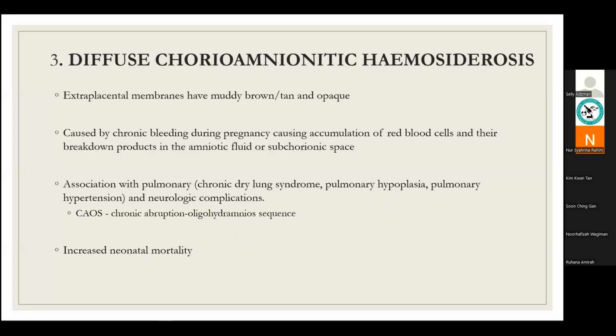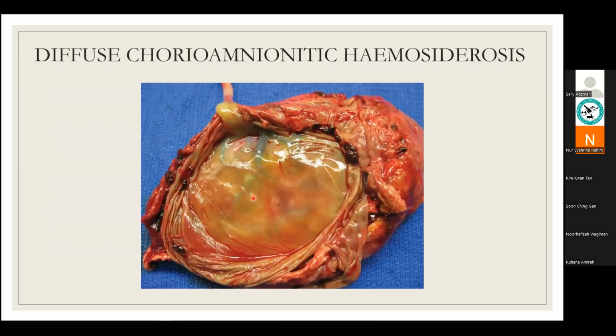So basically, if we receive this specimen in a baby with diffuse chronic hematopoiesis, 50% of them are because of this chronic abruption oligohydramnios sequence. Okay, so this is the gross picture. This is actually quite a fresh specimen. One might think it would be a meconium-stained placenta, because it's also greenish, brownish in nature.